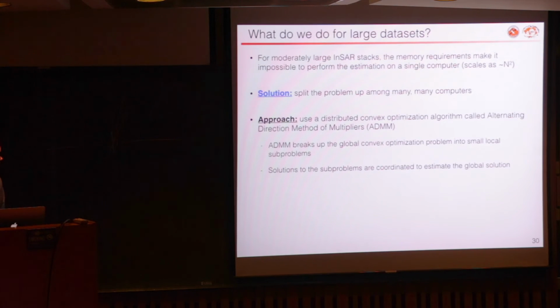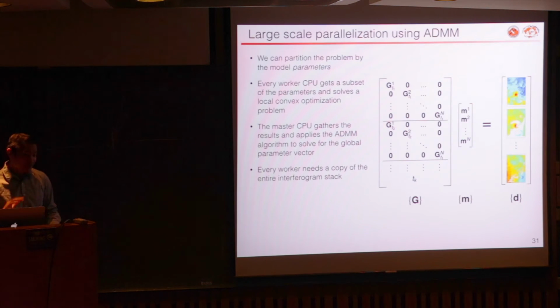And the approach that I used is a distributed convex optimization algorithm called alternating direction method of multipliers. It's a fancy name, but basically all it does is take your giant least squares problem and chop it up into bite-sized bits, solve each bite-sized bit independently, and then coordinate them algorithmically to estimate the global solution. There are different ways to partition your data, and the one we're going to use here is to partition by the parameters.